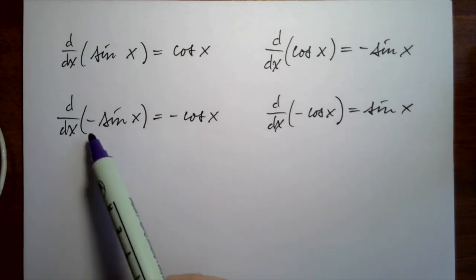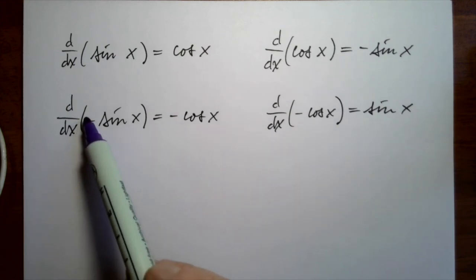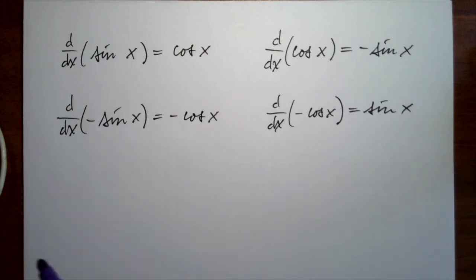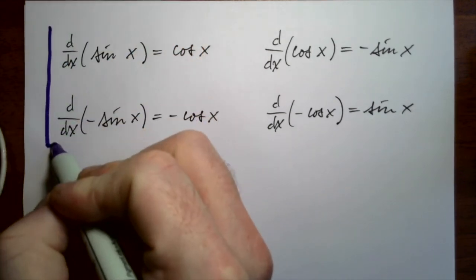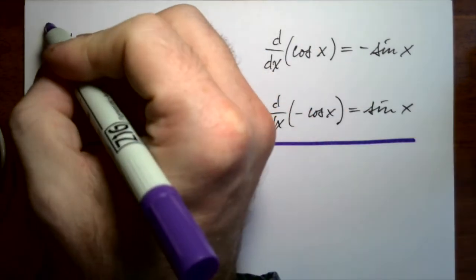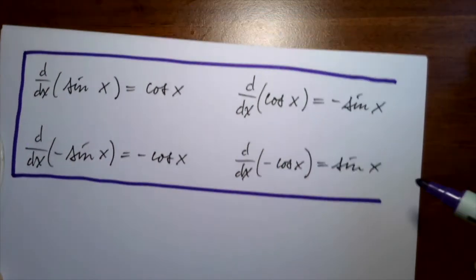The derivative of minus sine, because that minus sign we can think of as just a minus 1, comes through. It's just the opposite of the derivative of sine, so it's minus cosine. And similarly, the derivative of minus cosine is sine. So these are 4 fundamental derivatives. You should have these completely memorized. These are really important.